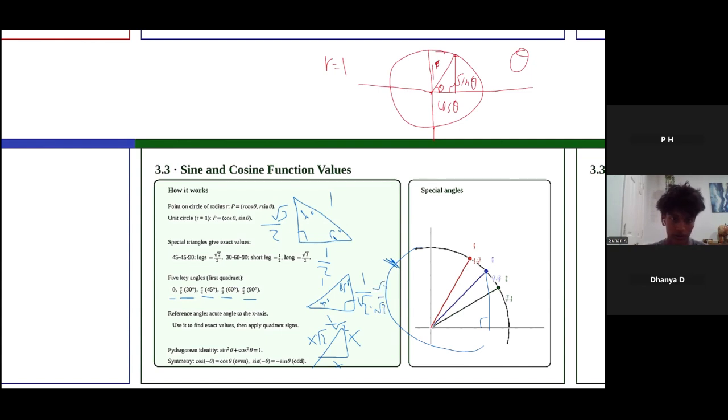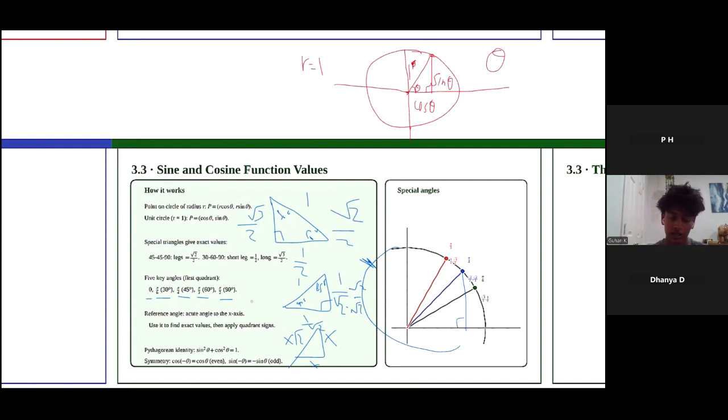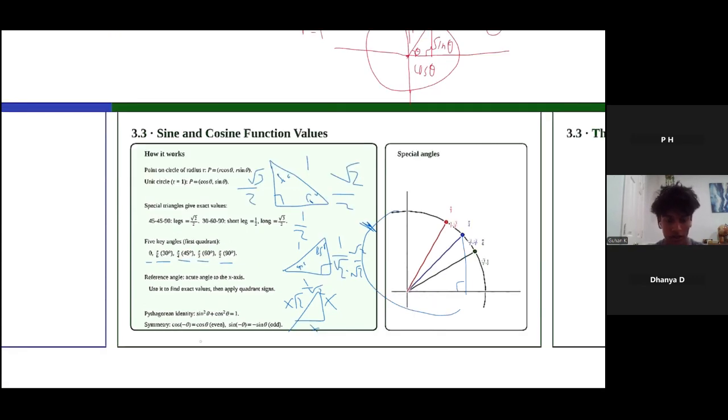So therefore, your special angles are going to be pi over 4, pi over 6, pi over 3, pi over 2. And then the key Pythagorean identity for all of this is going to be sine squared of theta plus cos squared of theta equals 1. And we'll prove that in topics like 3.4 and later. But for now, just remember that cos of negative theta equals cos of theta, sine of negative theta equals negative sine of theta, which means it's the odd function.